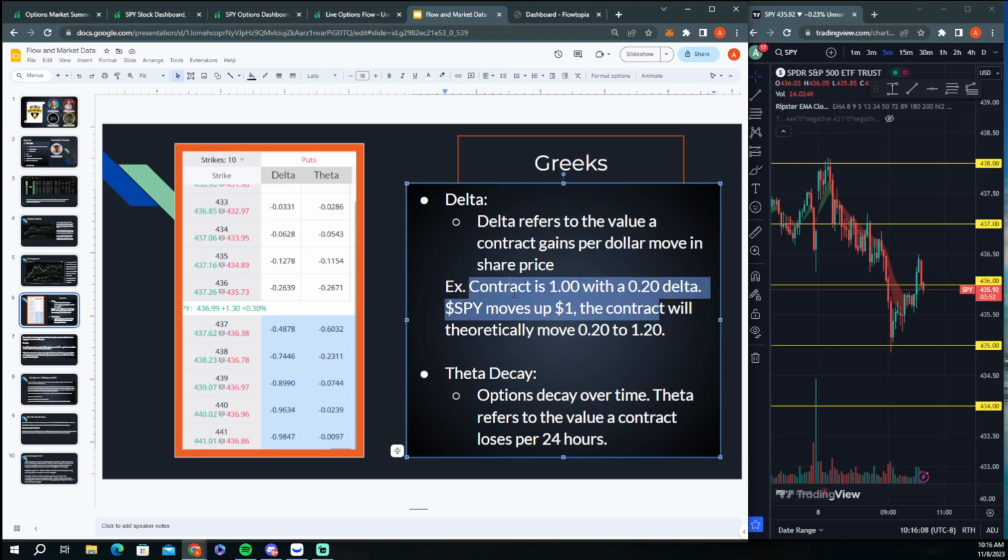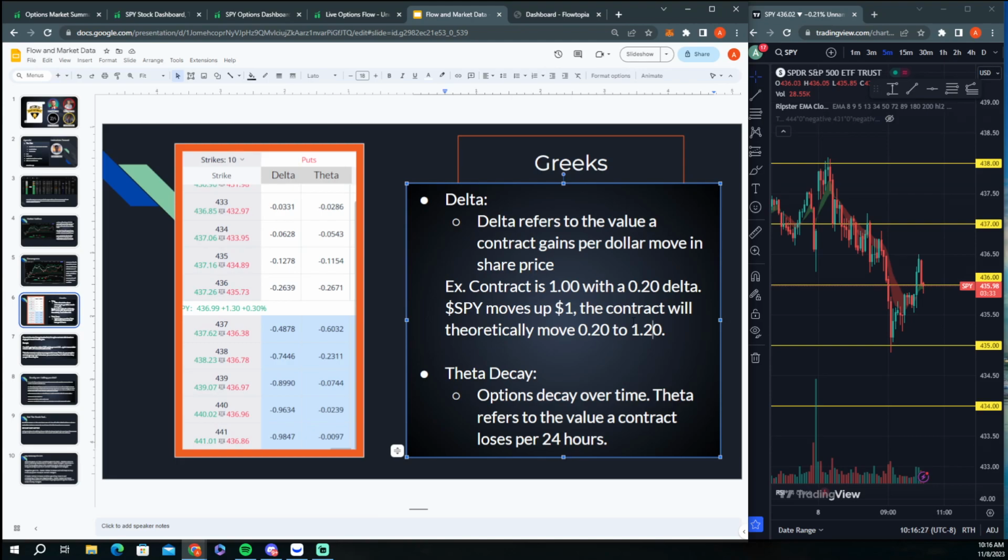And that is the example that Zinc gave you here. So say a contract is $1 with a 20 delta, SPY moves up a dollar, that contract will go up $20, or 20 cents per share, to $1.20. Now, does that make sense before I move on?